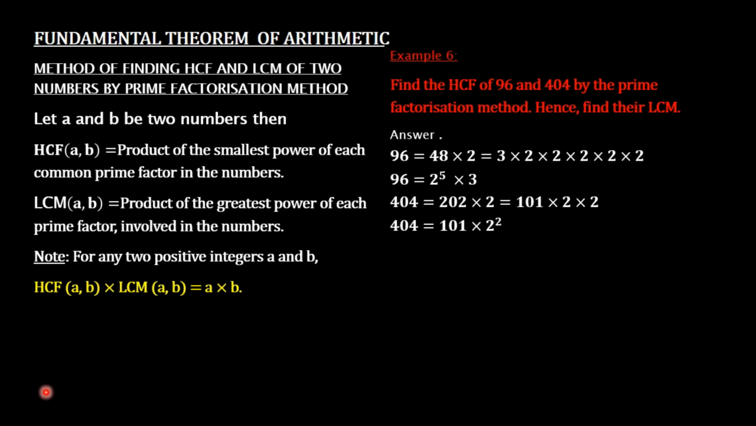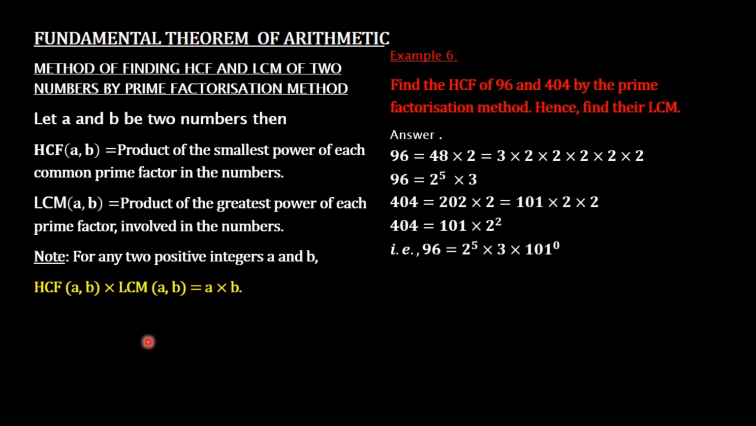So at first we can arrange this as 96 equal to 2 raised to 5 into 3 into 101 raised to 0. Why are we giving a 101 raised to 0 here? Because here we have no factor 101. In order to compare the common prime factors, we are adding a 101 raised to 0 here.